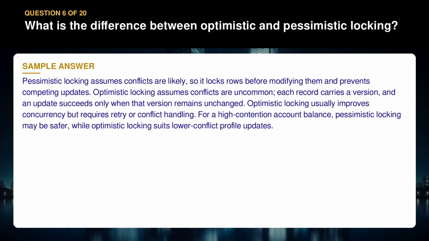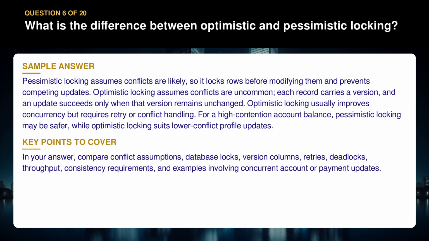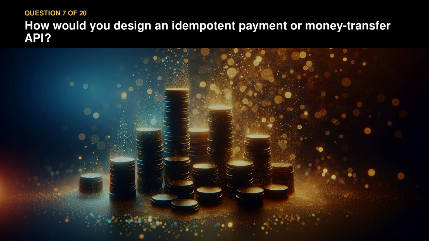For a high contention account balance, pessimistic locking may be safer, while optimistic locking suits lower conflict profile updates. In your answer, compare conflict assumptions, database locks, version columns, retries, deadlocks, throughput, consistency requirements, and examples involving concurrent account or payment updates.